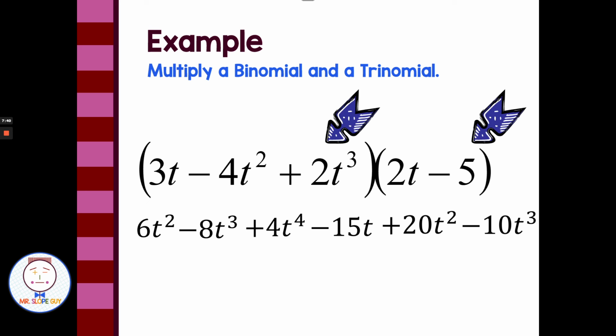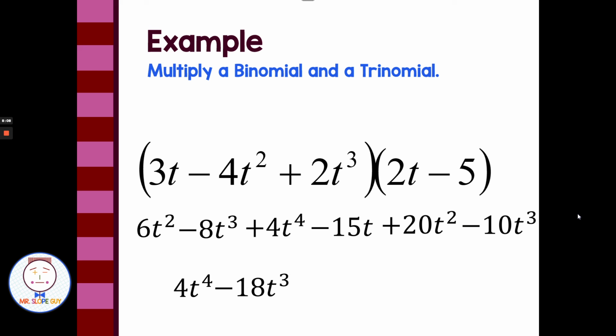And if I start with the highest degree and work my way down, I can put it in standard form as I go. So when I'm looking at the exponents, I'm looking at the degree of each single term. 4t to the fourth looks to be the highest term, so nothing to combine with that one. I'm going to bring that down into my answer, 4t to the fourth. Then working my way down, I want to look at the terms that have an exponent of 3. I have a negative 8t to the third and a negative 10t to the third. Combine those, get negative 18t to the third.